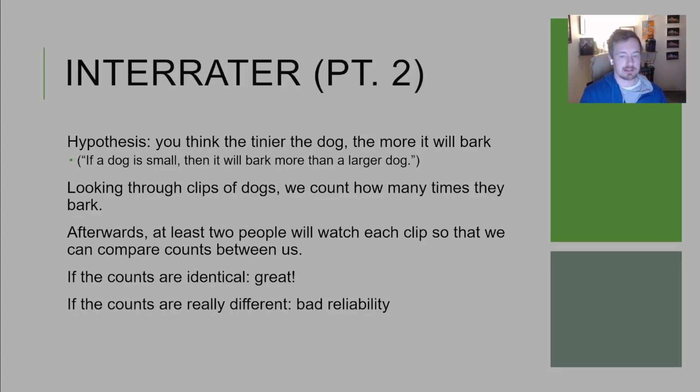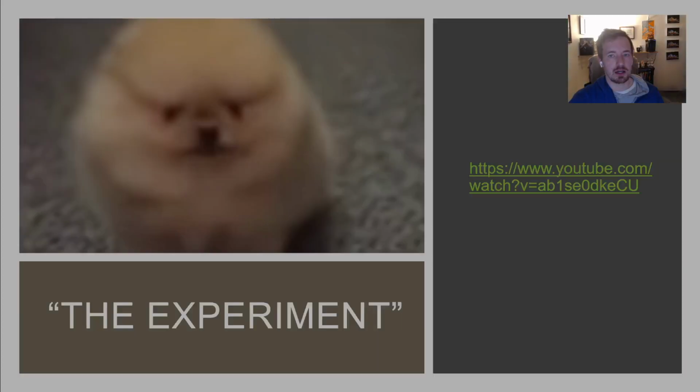If we don't, that means we have bad reliability, and probably what we should do is come up with a rubric to then say, here's what a bark is. It is something where you can see the dog's mouth open and close, and it's not a whine, and it's not a cry, and it has to be over 20 decibels, things like that. Then you do it again with that criteria, and you should get better inter-rater reliability. But that is what that is.